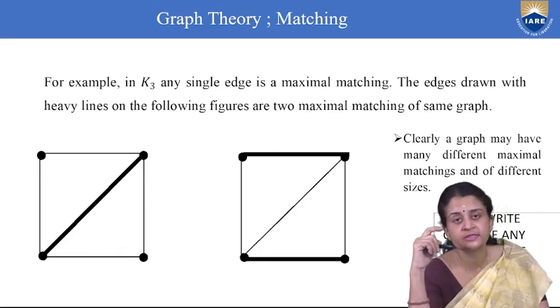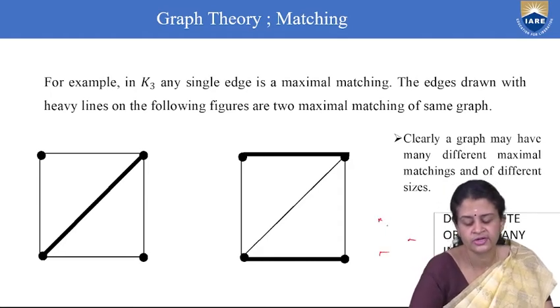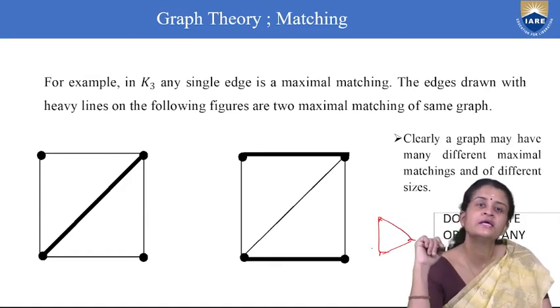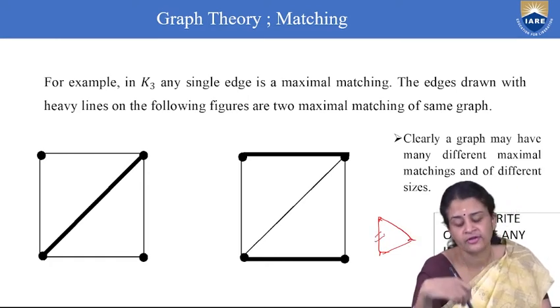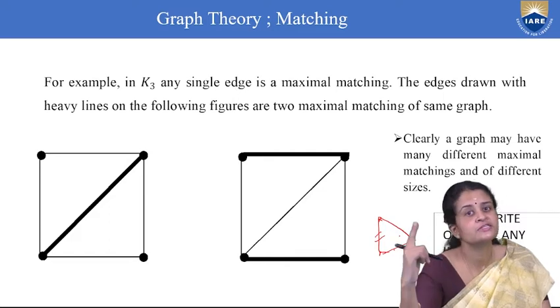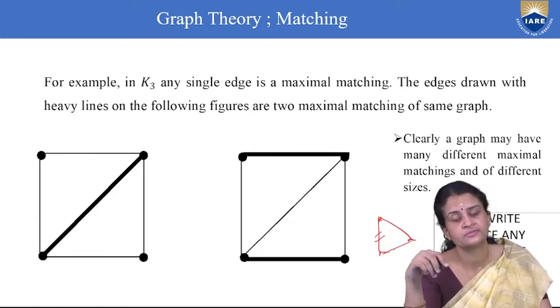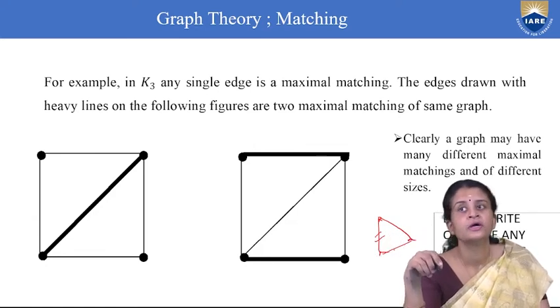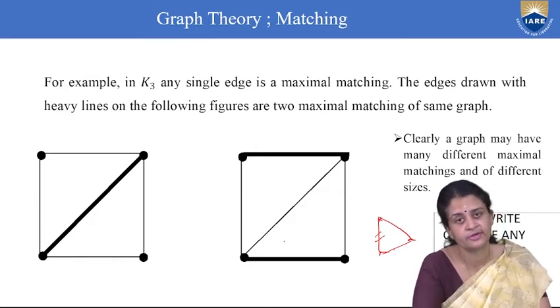In K3, the complete graph on 3 vertices, a single edge is a maximal matching. If we are taking this edge, can we add this edge or this edge to make a matching? No, it won't be a matching. Only this edge itself is a matching, and it is also a maximal matching because no other matching can contain this edge itself. The edges drawn with heavy lines in these two figures are also cases of maximal matching.